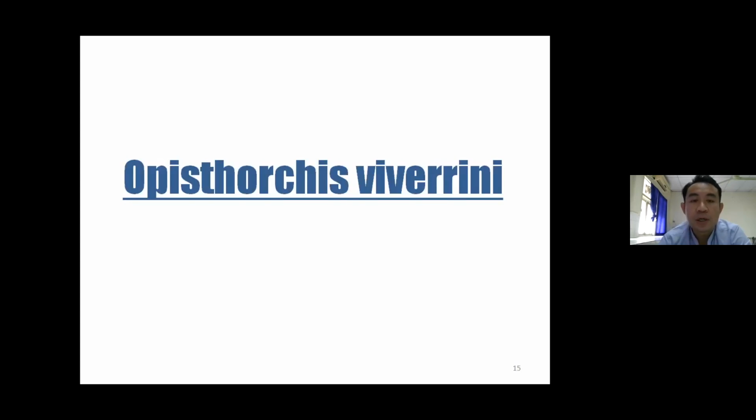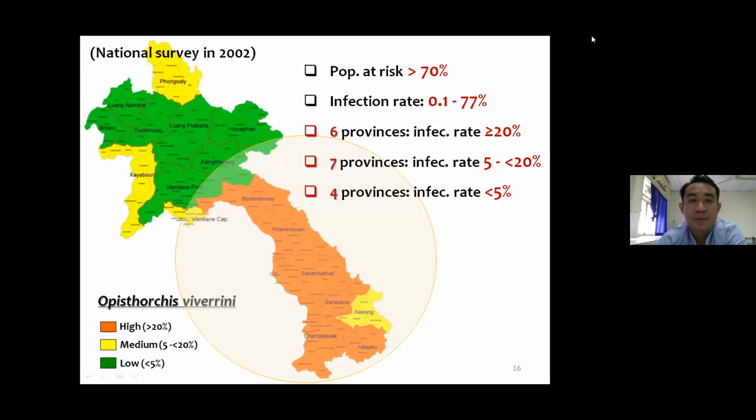Okay, let's go to Opisthorchis viverrini. This is the national scale survey in 2002 for Opisthorchis viverrini. You can see the high infection rate, more than 20%, is the orange color. You can see it from the central to the south of Laos. The medium endemic area is the yellow one, and the low endemic area is the green one.